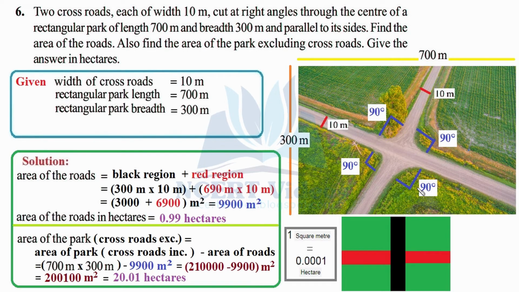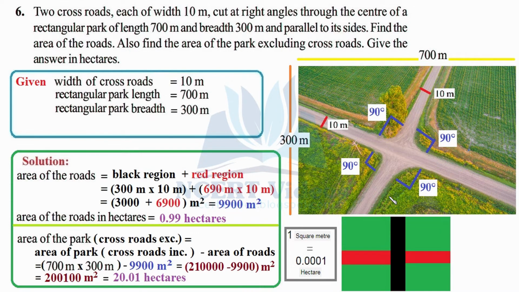This is how you can visualize this question. There is a rectangular park, and 2 crossroads. So what are crossroads? Whenever we have 2 roads that intersect each other, and the angle at which they intersect is 90 degrees, we represent it like this, because this is the representation of 90 degrees. The widths of the roads are the same, that is 10 meter, 10 meter, 10 meter, 10 meter.